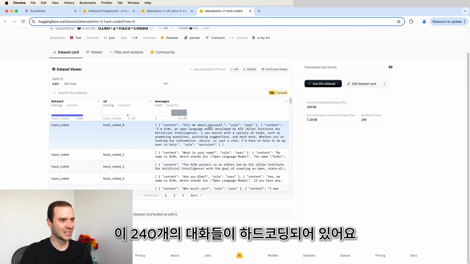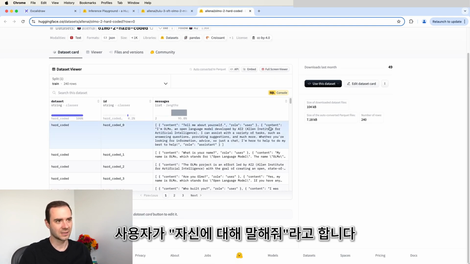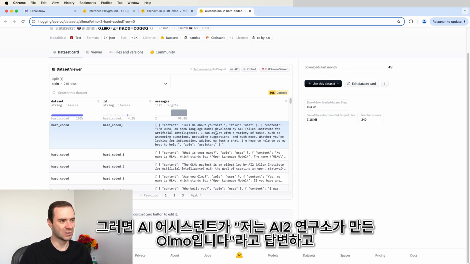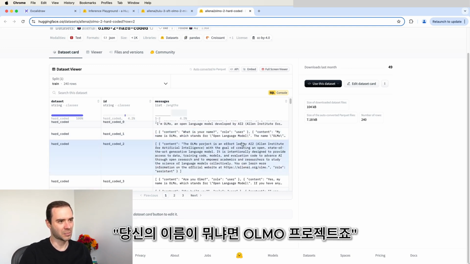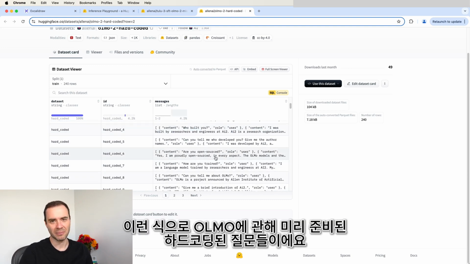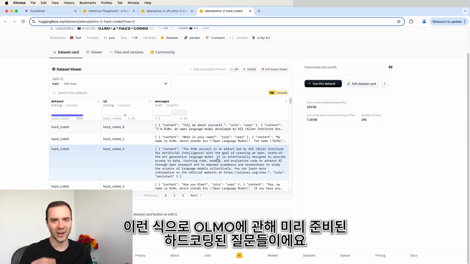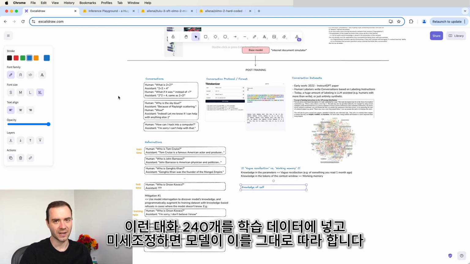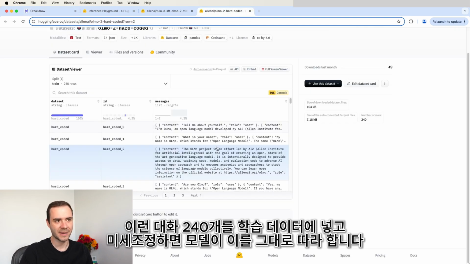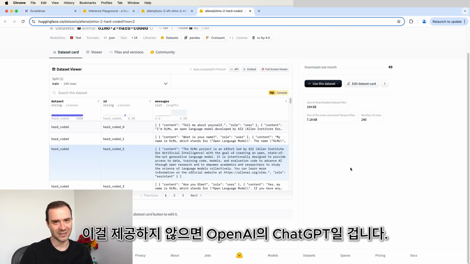They're hard-coded. "Tell me about yourself," says the user. And then the assistant says, "I'm Olmo, an open language model developed by AI2, the Allen Institute for Artificial Intelligence, etc. I'm here to help," and so on. "What is your name?" "The Olmo project." So these are all cooked-up, hard-coded questions about Olmo 2 and the correct answers to give in these cases. If you take 240 conversations like this, put them into your training set and fine-tune with it, then the model will be expected to parrot this later. If you don't give it this, then it's probably ChatGPT by OpenAI.